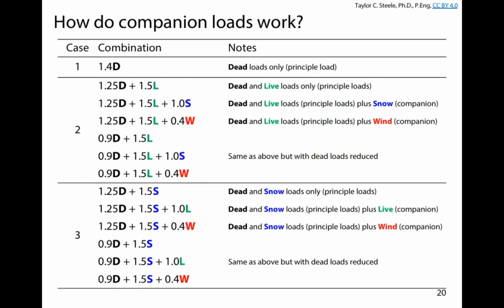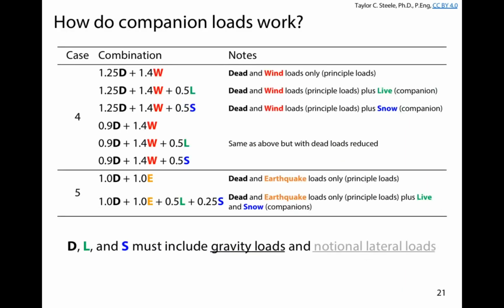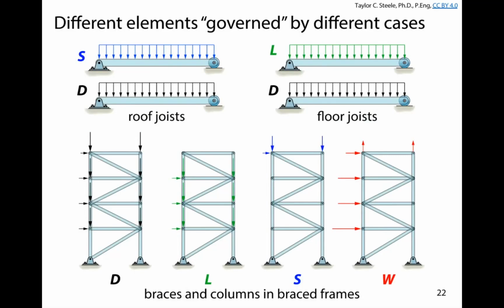We've got all the other ones, snow as well, and basically you can crunch them all out yourself. Certain ones are going to apply more to certain members. For example, we might have more wind load affecting a brace than we have gravity load. And so the way this works is we calculate the effects from each of these loads on specific parts of our structure.